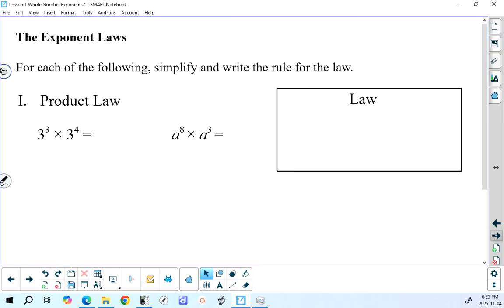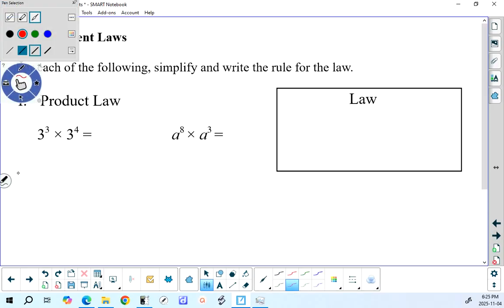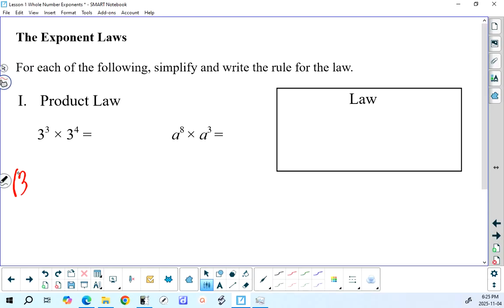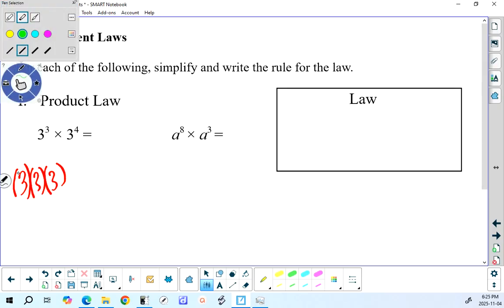All right, let's talk about the exponent laws now. So we are asked to simplify each of these expressions using what we know about powers. For example, 3 raised to the exponent of 3 is 3 multiplied by itself 3 times. So this is this part, and 3 raised to the 4 is 3 multiplied by itself 4 times.